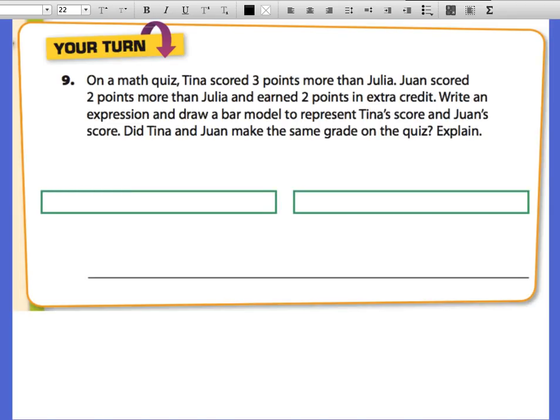You're going to check out Tina, Julia, and Juan, and you're going to take a look at their scores on a math quiz, and you are going to see if they got the same grade on the quiz. And afterwards, you're going to think about how you know if they got the same score on the quiz or not. Okay, and then when you come back, we'll check your answer.